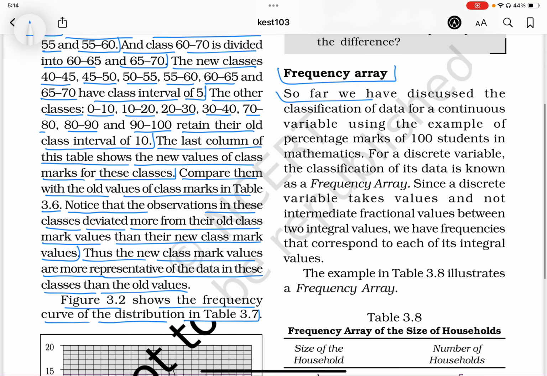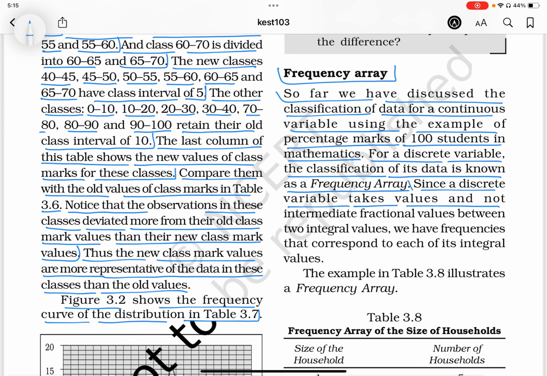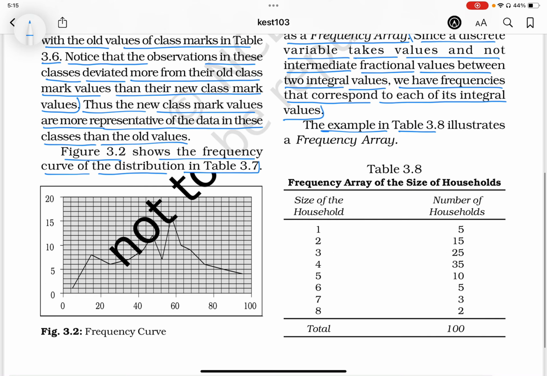Frequency array. So far we have discussed the classification of data for a continuous variable using the example of percentage marks of 100 students in mathematics. For a discrete variable, the classification of its data is known as a frequency array. Since a discrete variable takes only integral values and not intermediate fractional values between two integral values, we have frequencies that correspond to each of its integral values. The example in table 3.8 illustrates a frequency array.